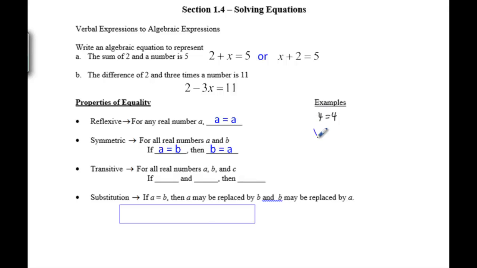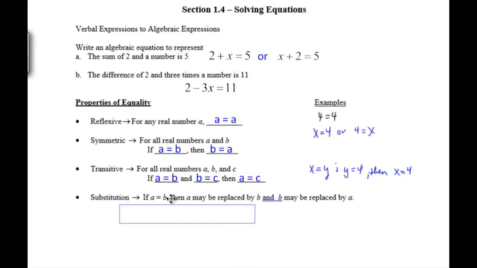Example, if we said that x, our variable, equals 4, we can flip that around and say that 4 is equal to x. Transitive: for all real numbers a, b, and c, if we know that a equals b, and we know that b equals c, then by the transitive property of equality, we can say that a is equal to c. Example would be, if I said x is equal to y, and you knew that y was equal to 4, then we can simply substitute and say x equals 4.